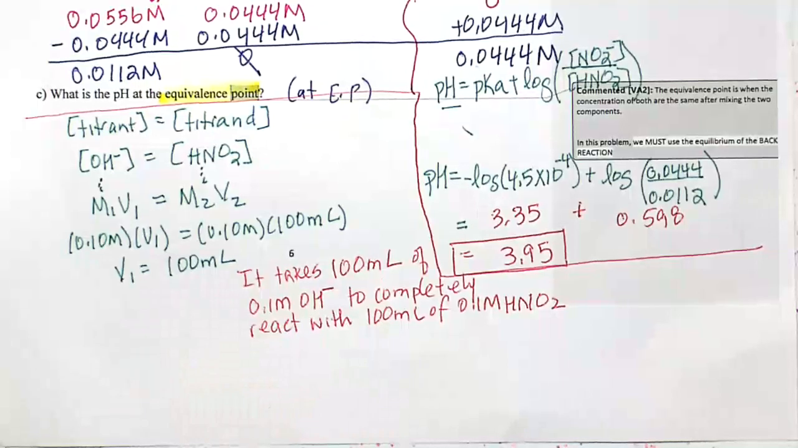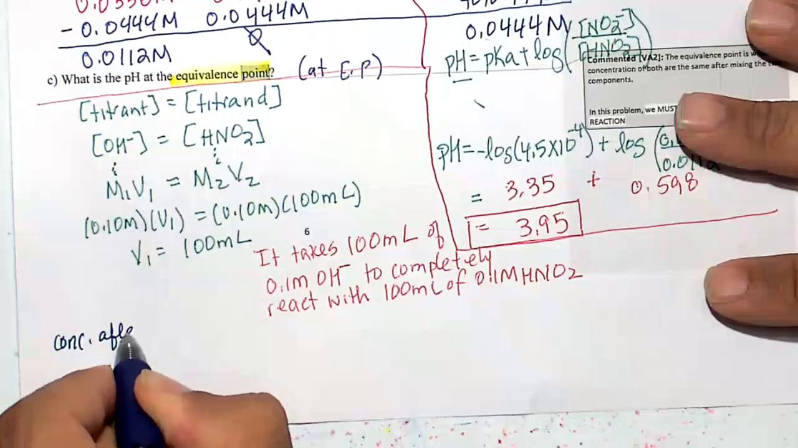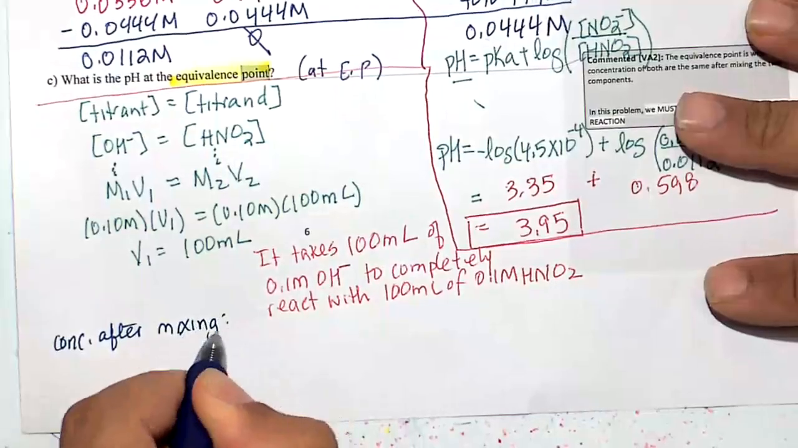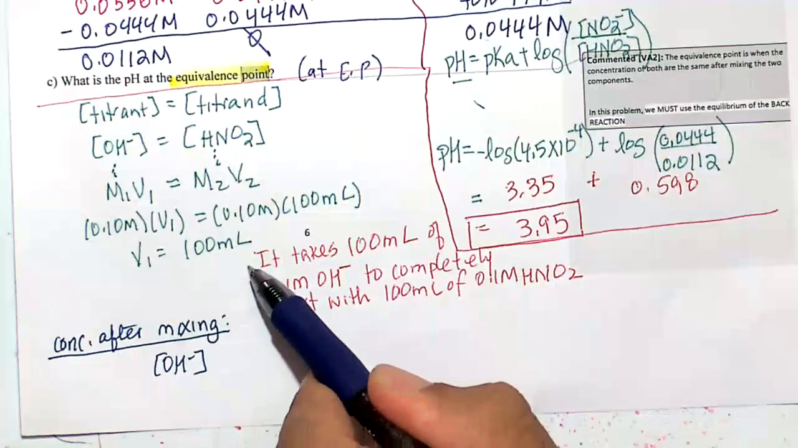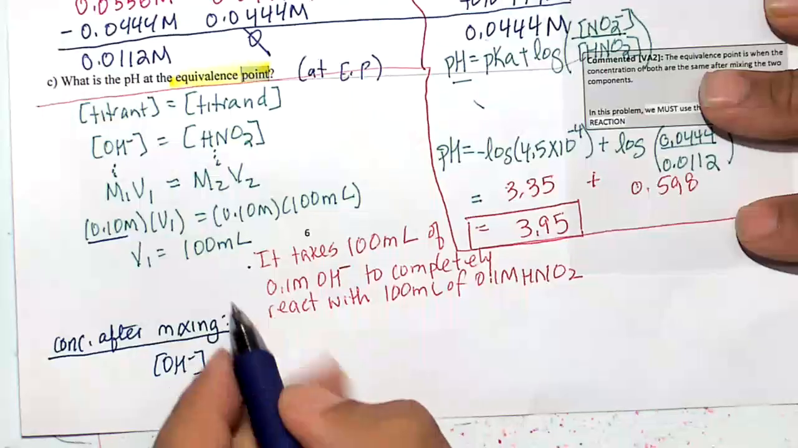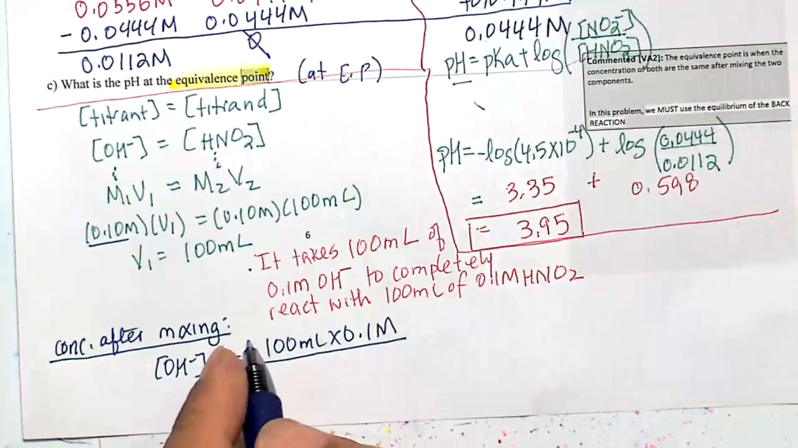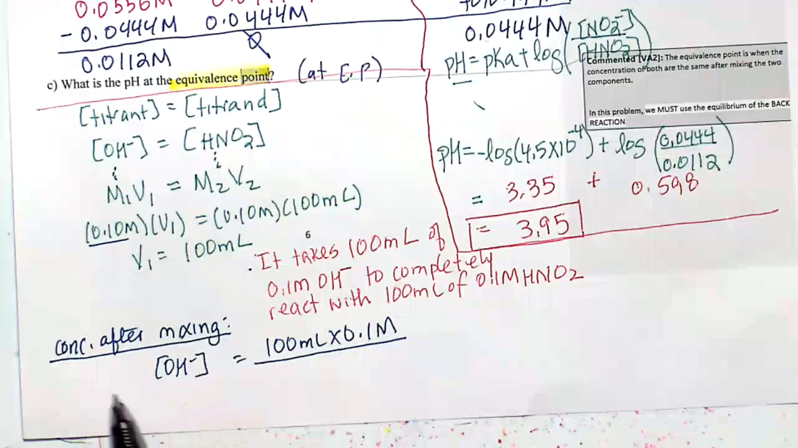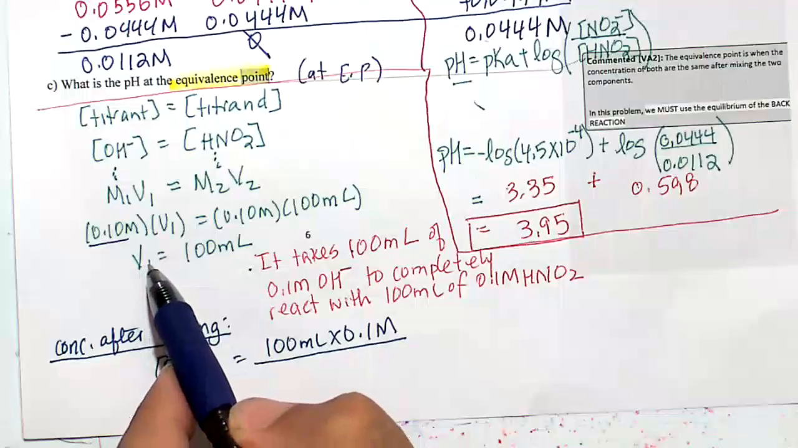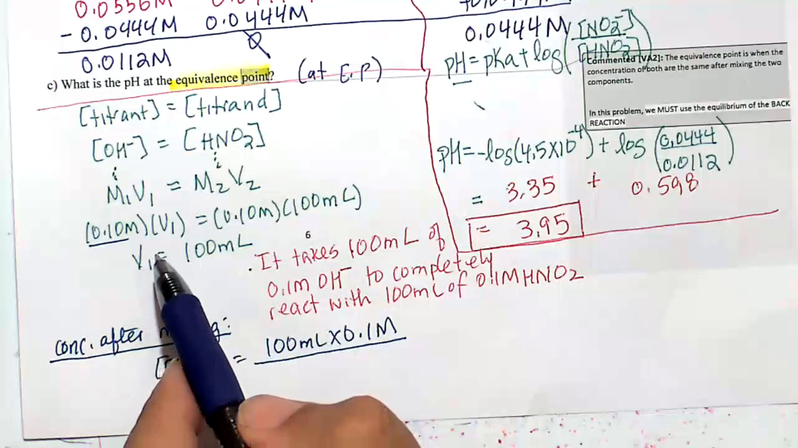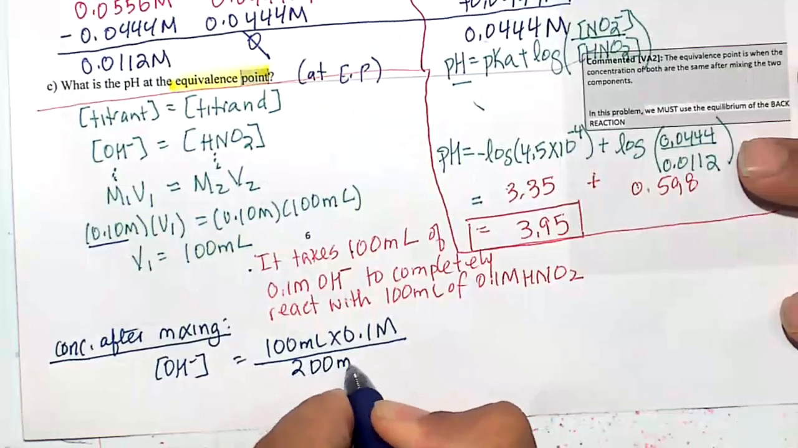All right, so what is the concentration after mixing? All right, we'll first do OH minus. All right, so we have 100 mLs of 0.1 molar NaOH. Okay, what's our total volume here? Total volume divided by the total volume. So 100 mLs of NaOH or OH minus plus how much HNO2? So 100 plus 100 is 200 mLs.